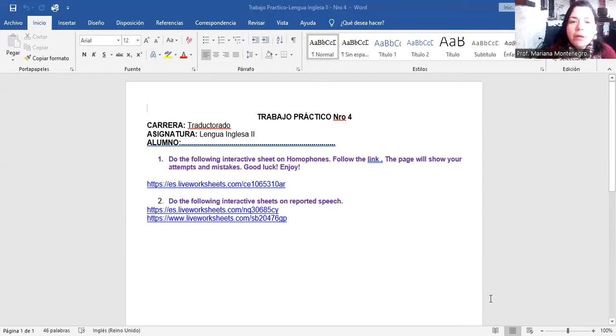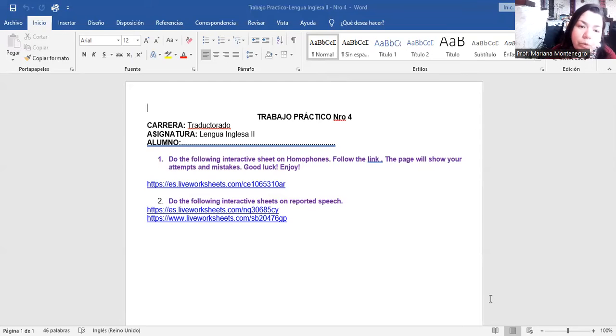Then we have language 1. Language 1, give me a second. Trabajo práctico number 4 from language 1. Well, here you have three interactive sheets. Remember that they are on reported speech, which is a very important grammatical point.